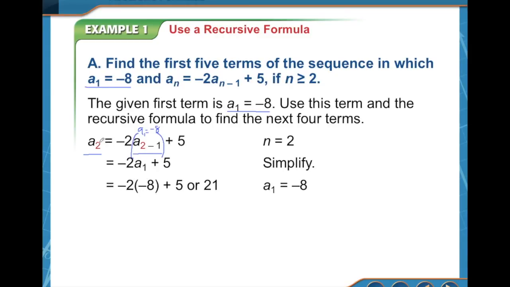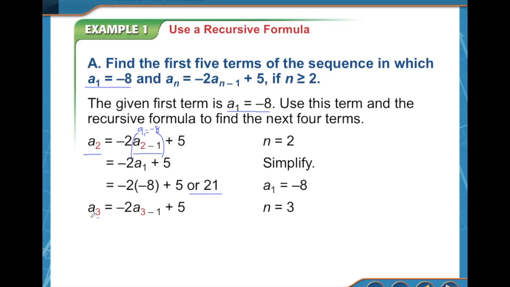And now we can solve for our second term really easily. -2 times -8 plus 5. Multiply these, you get a positive 16 because negative times a negative is a positive. Add 5, you get 21. So 21 is term number 2.